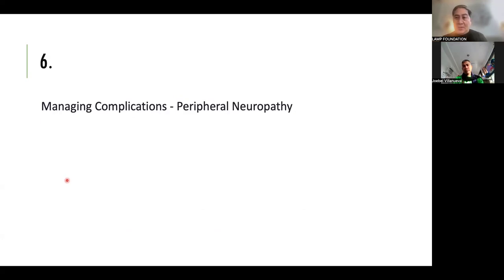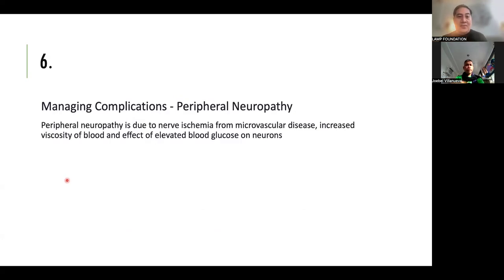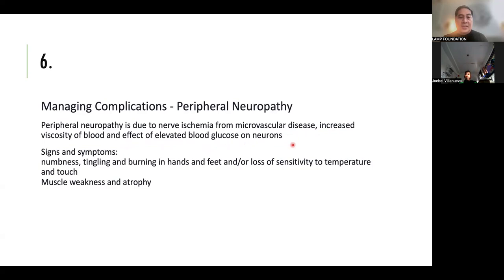Next would be peripheral neuropathy. This is also a very common complication. This is due to nerve ischemia because of microvascular disease, increased viscosity of blood, and the effect of, diba, when the blood sugar goes up, it really affects the nerves, the nerve cells, no? So namamatay yung neurons, so there will be no more innervation, no more blood supply coming to the microvessels.